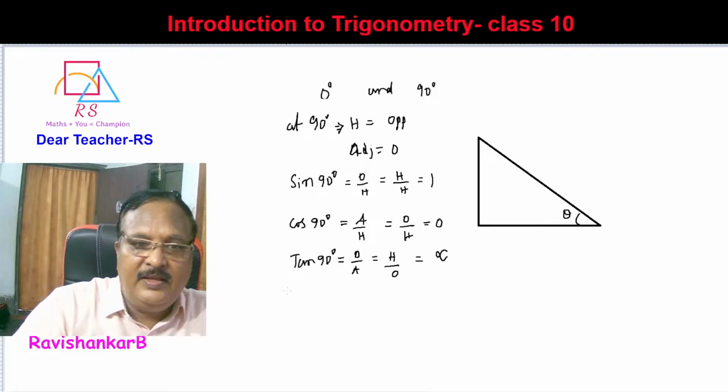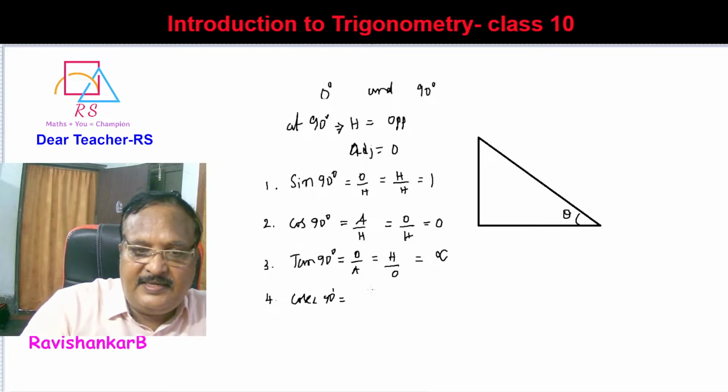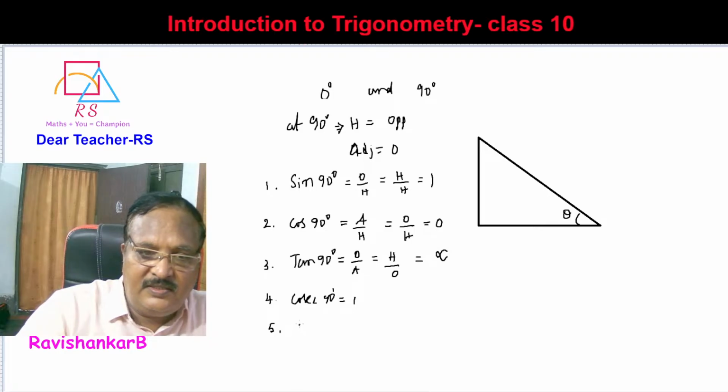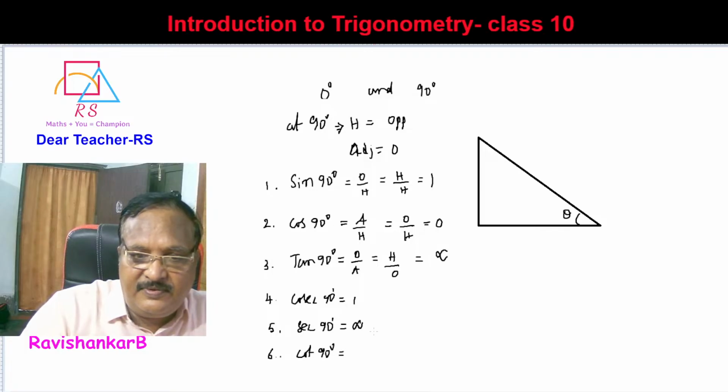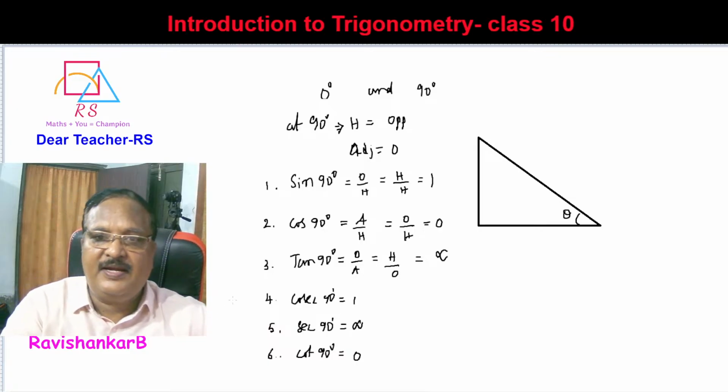Now the reciprocals have come. Cosecant 90 degrees is equal to the reciprocal of sine, which is 1 only. The reciprocal of cos is secant, and the reciprocal of 0 is not defined. The reciprocal of tan is cot, so cot 90 degrees is the reciprocal of not defined, which is equal to 0. This is how you have to find them.